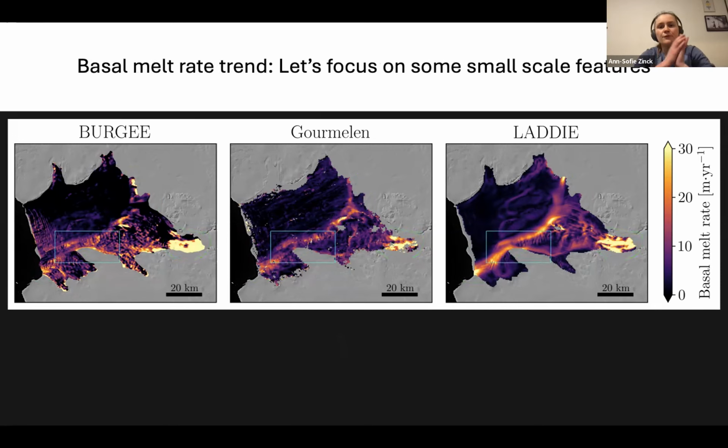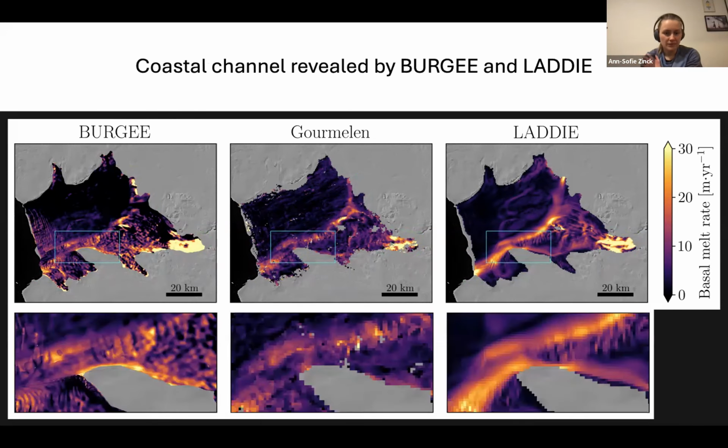But if we then focus on some small scale features, then the different products start to differ. So zooming in on this box here, we now see a zoom in and below. And if I then mark this area here, then both in BERGI and in LADI, we see a smaller coastal channel, which is not present in the study by Gourmelen. So that really shows that BERGI is able to capture smaller scale features which coarse resolution products cannot capture. So that is really promising to see.